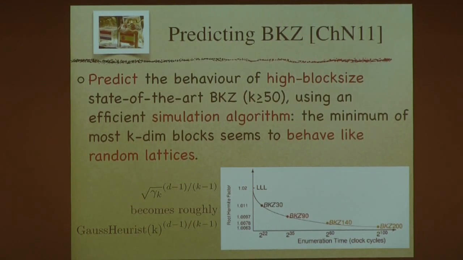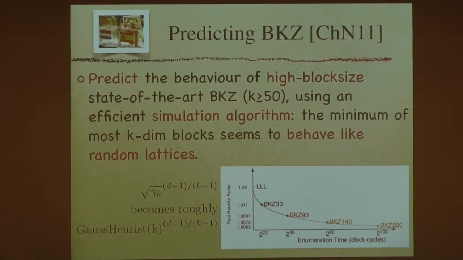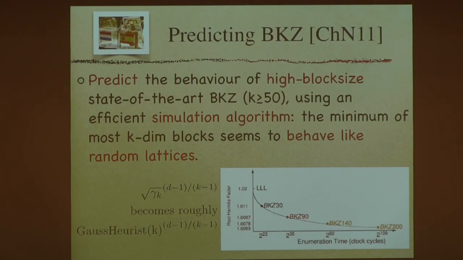So how do we do that? This simulation algorithm is based on a very simple assumption. We're assuming that the minimum of certain k-dimensional lattices related to the algorithms behave like random lattices. So using this assumption, you can really make predictions. And what we have observed is that these predictions match what we can do up to, say, block size 100.